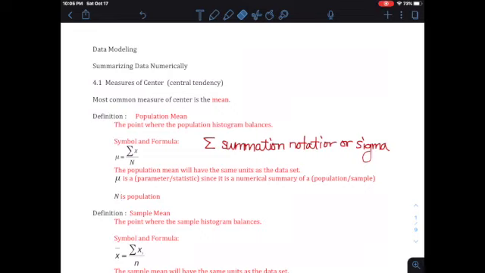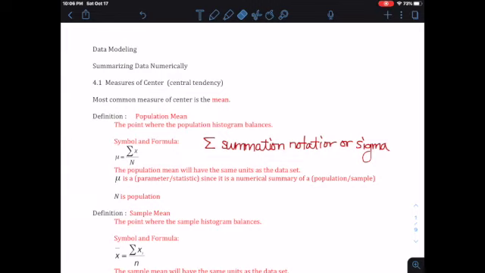Definition, the sample mean. That means you are taking a group not as big as a population. Remember that? Making it easier to calculate. Most of the time, we probably will use just the sample mean, because calculating a population average is just way too hard. The sample mean is the point where the sample histogram balances, and the symbol and formula is x with a bar over it, equal to the summation of x sub i, underneath is called sub, over little n.